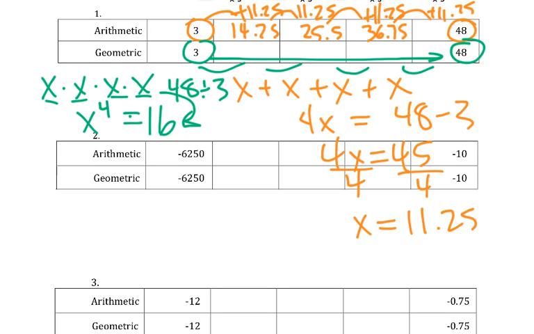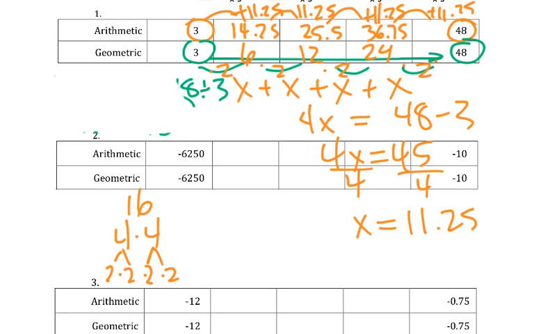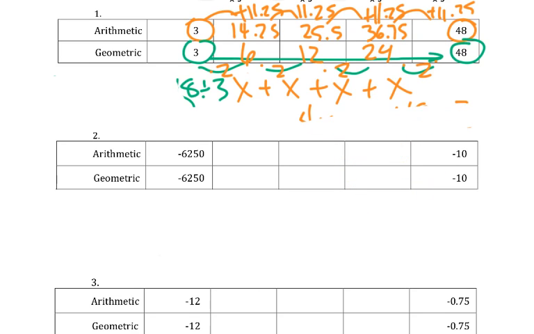If we think about it, 16 is like 4 times 4, and 4 is 2 times 2, so that would give us multiplying by 2. So if we times by 2, 3 times 2 is 6. Times 2 is 12. Times 2 is 24. Times 2 is 48. So, quite a bit of work just to do these tables, isn't it?